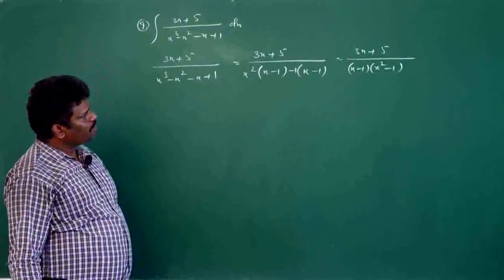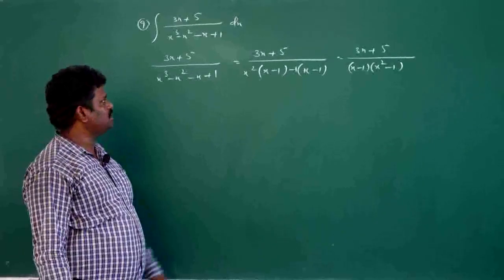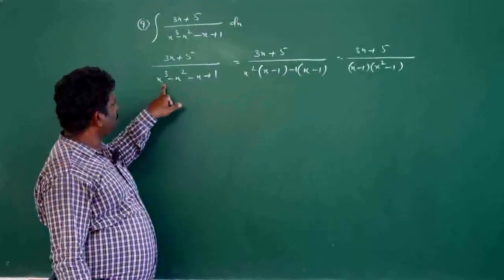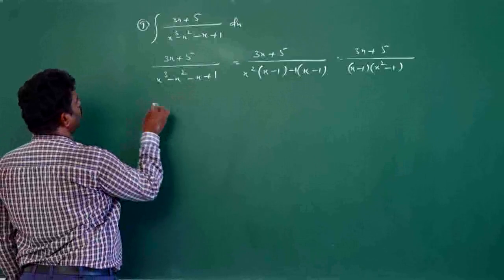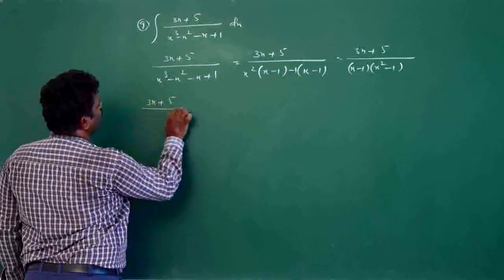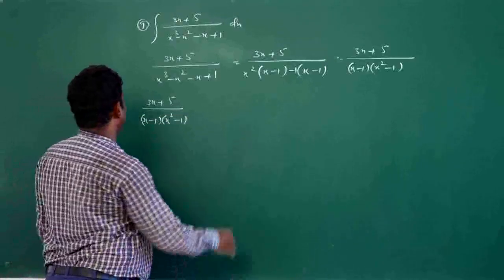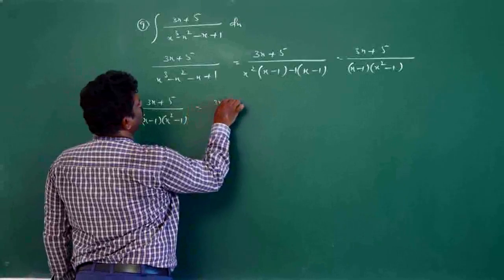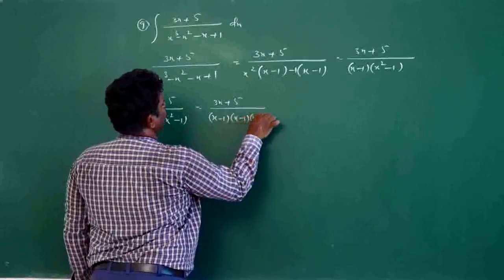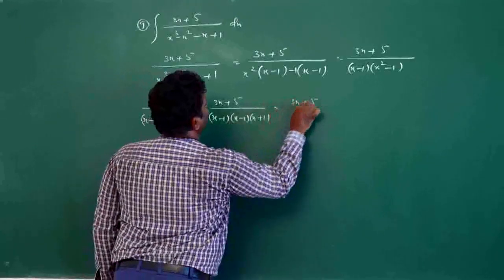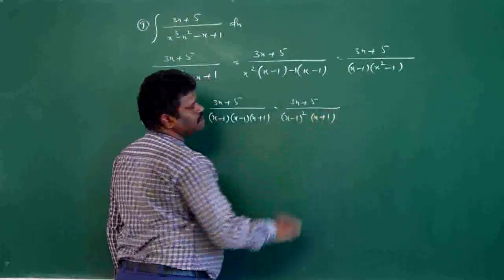Okay, so one repeated and non-repeated linear factors, or repeated factors here, correct? X square common, x minus 1, again taking x minus 1 common, x square minus 1. Now if we take that fraction 3x plus 5 by x minus 1 into x square minus 1, that is equal to 3x plus 5 by x minus 1 into x minus 1 into x plus 1, that is equal to 3x plus 5 by x minus 1 whole square into x plus 1.